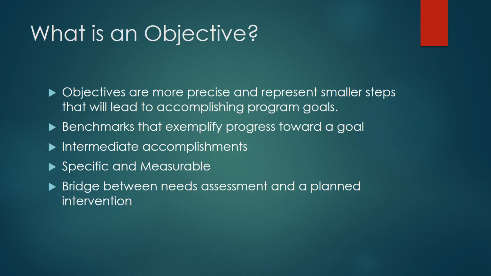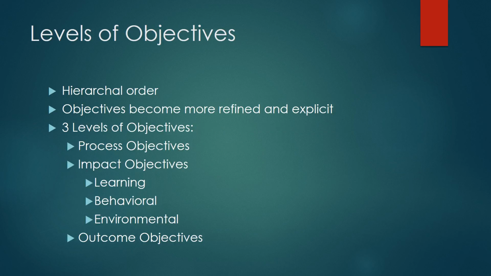Now, knowing the definition and purpose of objectives, the relationship depicted is more clear, that objectives have a more narrow scope than goals and mission statements do. There are three different types of objectives, and they are organized in hierarchical order. The three levels of objectives are process objectives, impact objectives, and outcome objectives. Under impact objectives, there are three additional objectives. These include learning objectives, behavioral objectives, and environmental objectives.